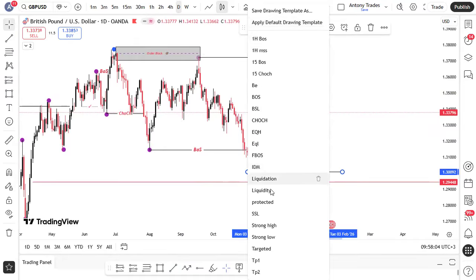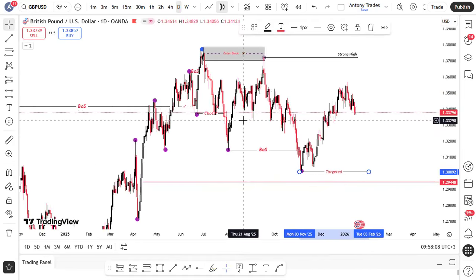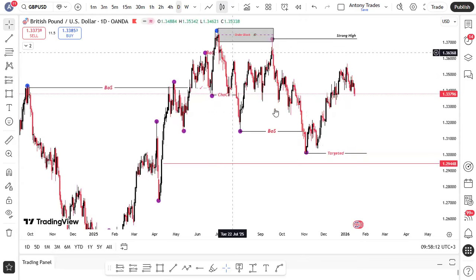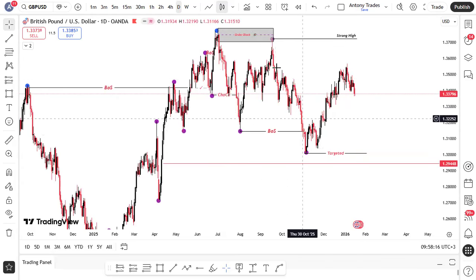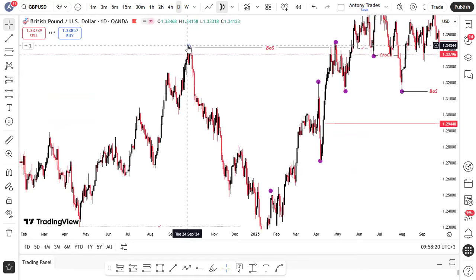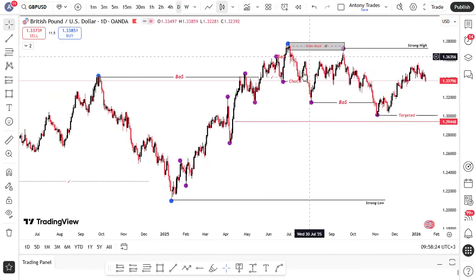And this down here, that one should be our targeted low. I hope I'm not confusing you. Remember, whatever we are having here, don't get confused, whatever we are having here is the internal structure. These are the swing points. The ones with the blue highlights, those are the swing points. That is a swing structure.